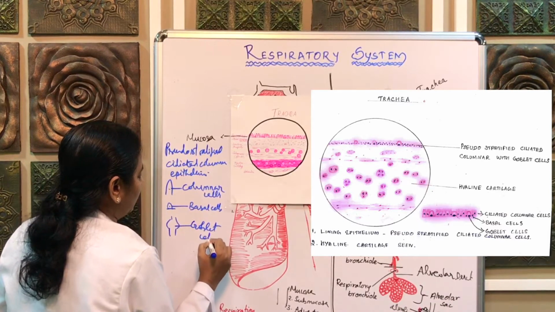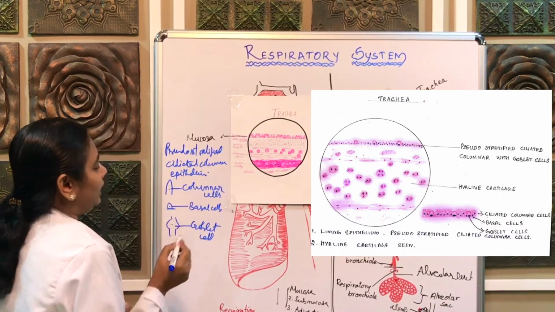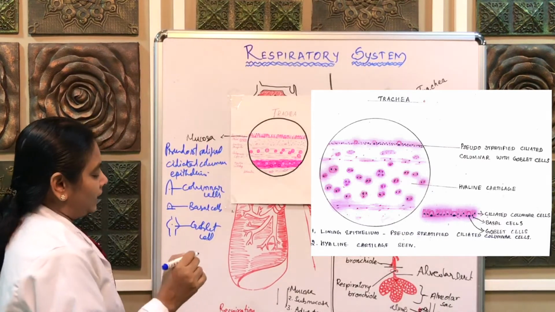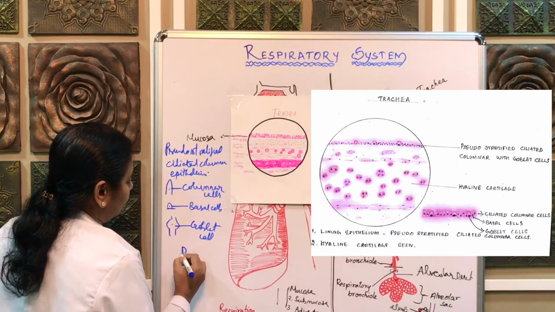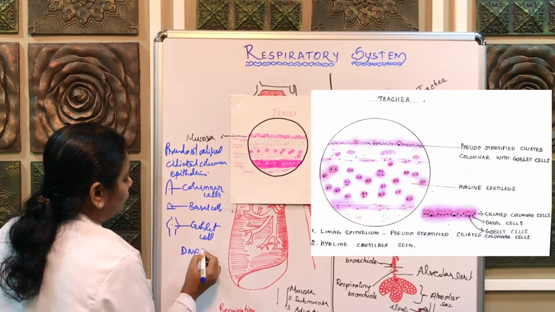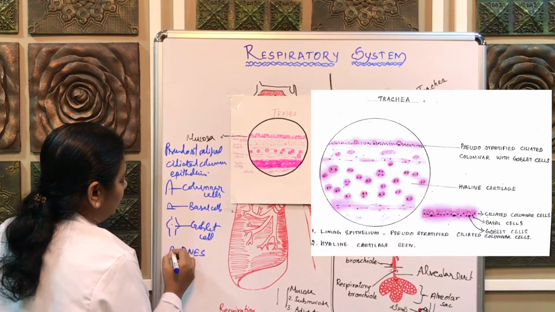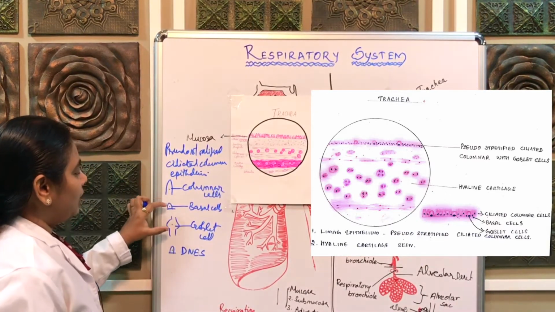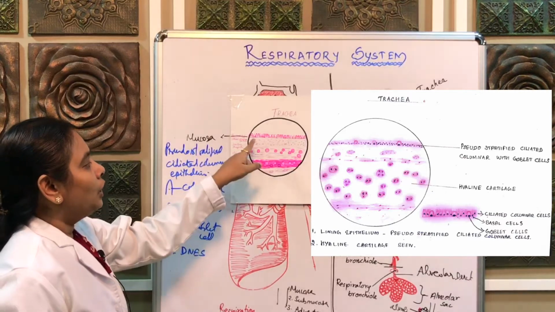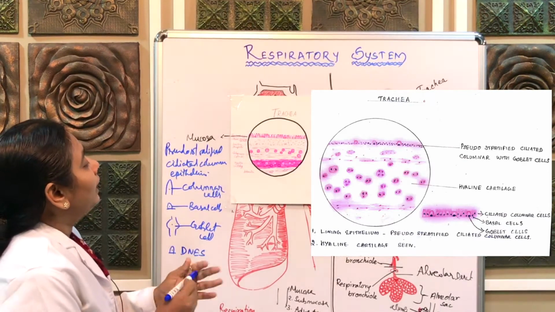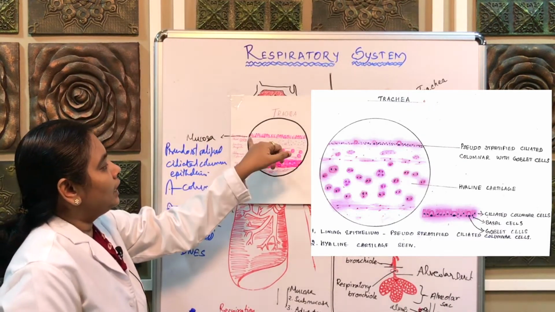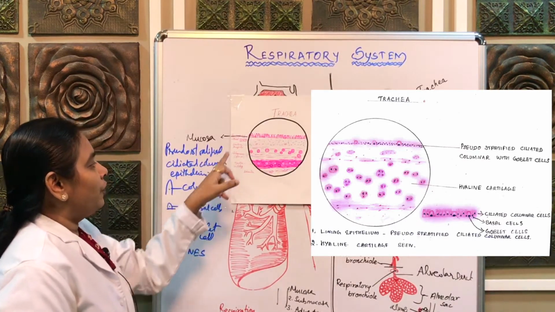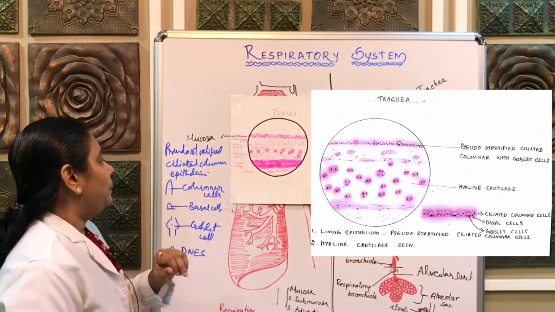So goblet cells. Then once again, like in the GI tract, here also some neuroendocrine cells. So diffuse neuroendocrine system cells are also some cells which are present in the respiratory epithelium. So different cells are present at different heights. Due to the different height arrangement of the nuclei, it will look like a stratified layer. That's why it is called pseudostratified ciliated columnar epithelium.